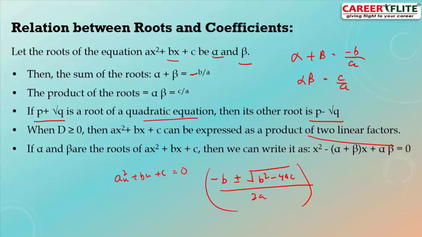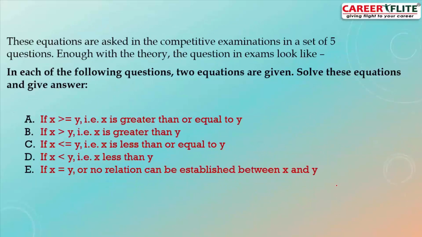we know that alpha plus beta equals minus b by a. So in terms of b, we can write it as alpha plus beta into a, and in terms of c, we can write it as alpha beta into a. And if you divide the whole equation by a, we will get the equation as x square minus alpha plus beta into x plus alpha beta.